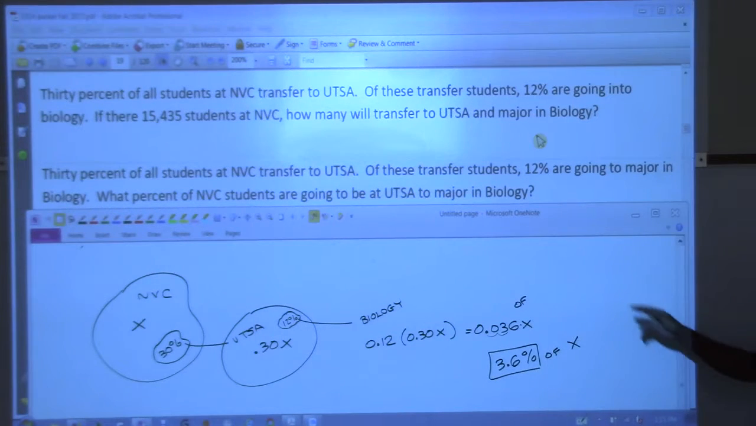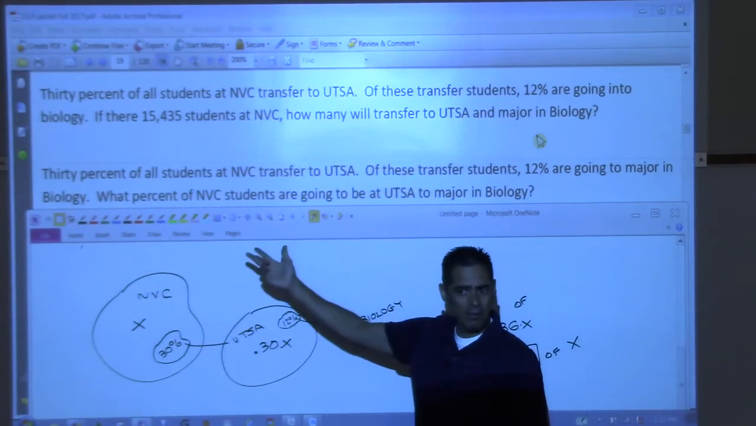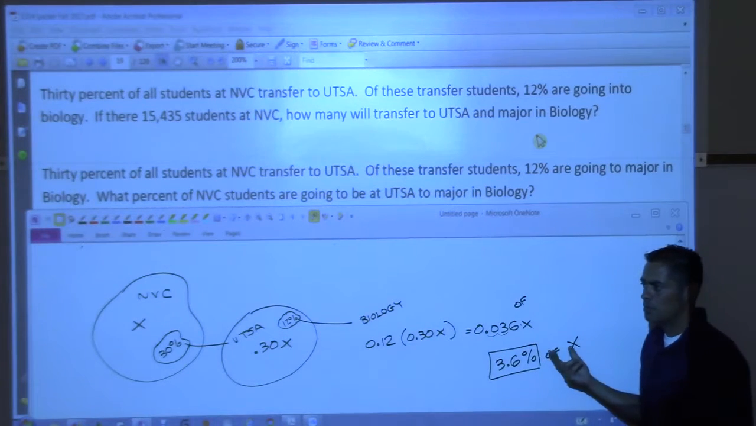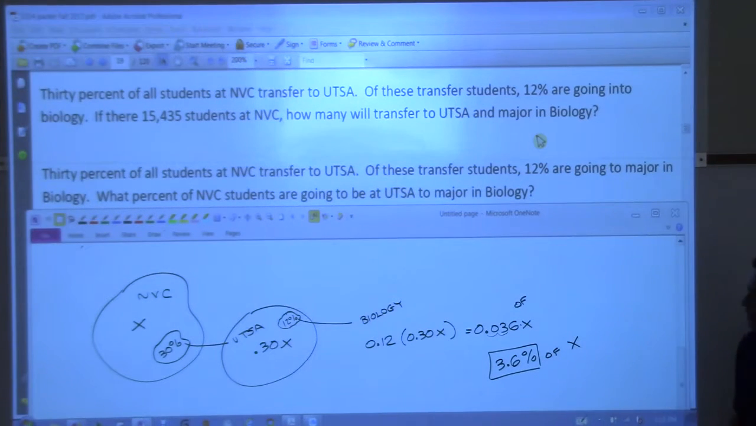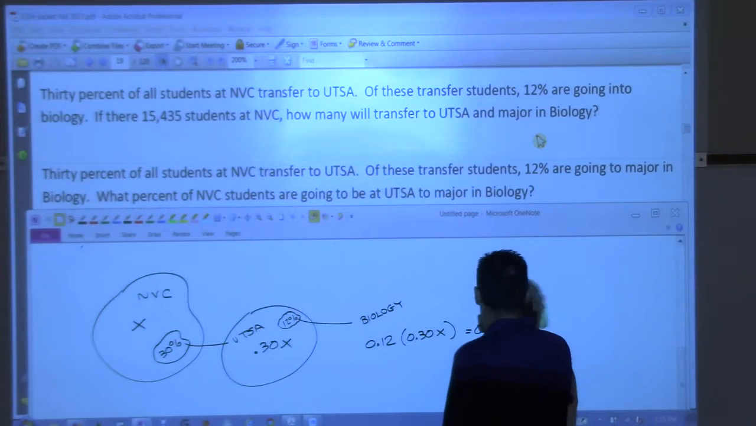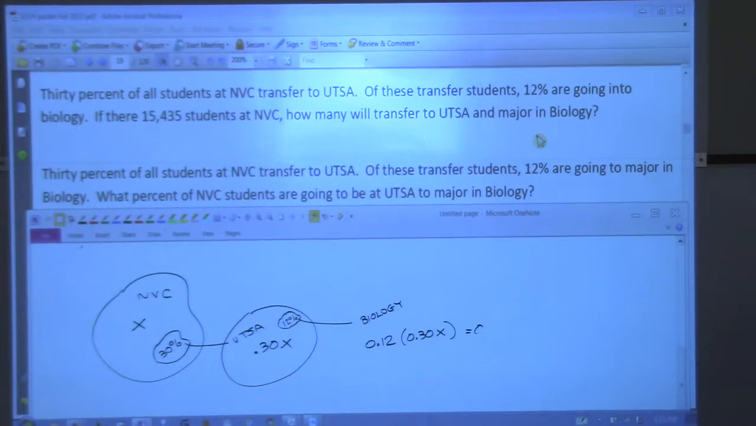All you're doing really is just multiplying the two percentages together, right? You're doing 0.3 times 0.12. That's what you wound up doing. All right, let's see what else we've got.